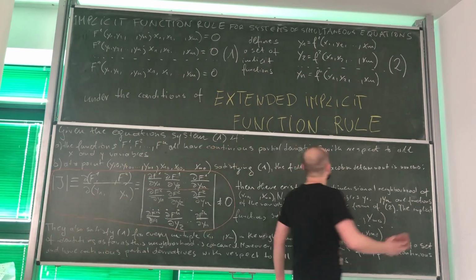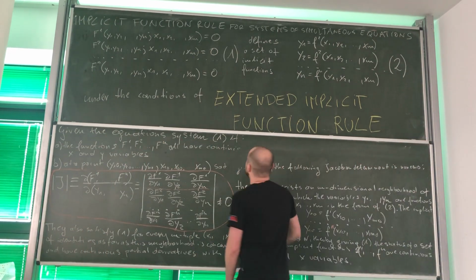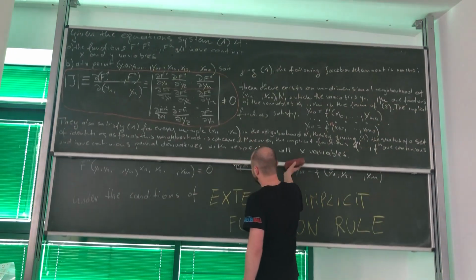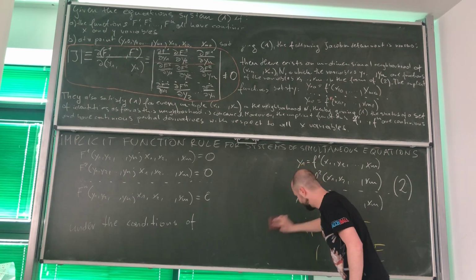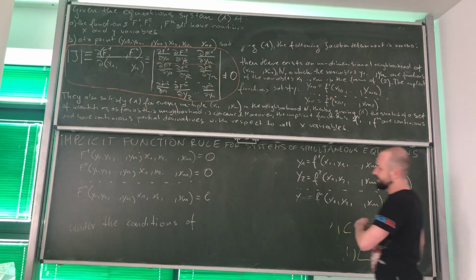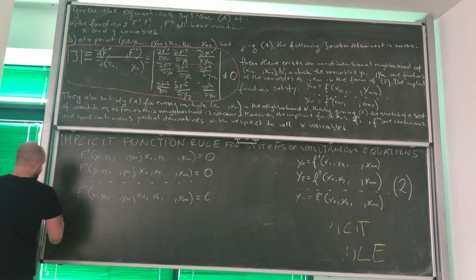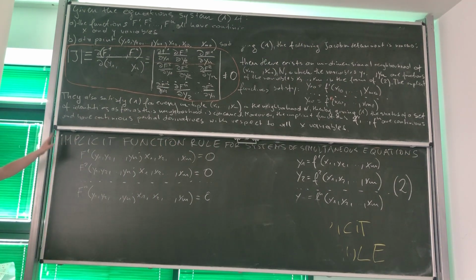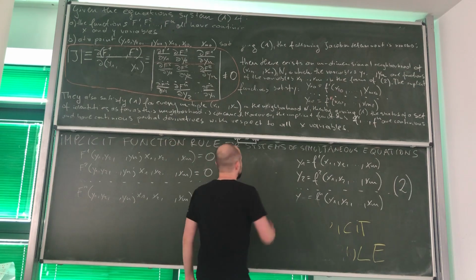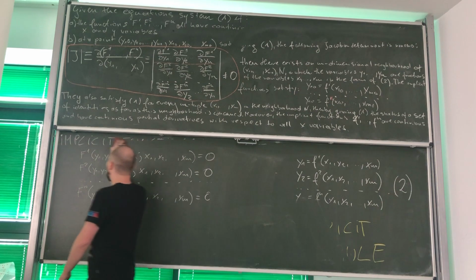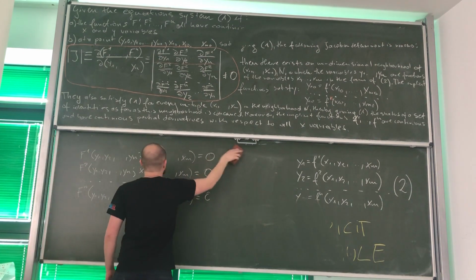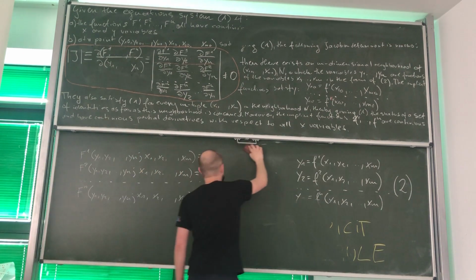Okay, so look, let's imagine a case like this. Let's just say that we are given this system of simultaneous equations. Now, we want to find the derivatives of all the y's with respect to all the x's.